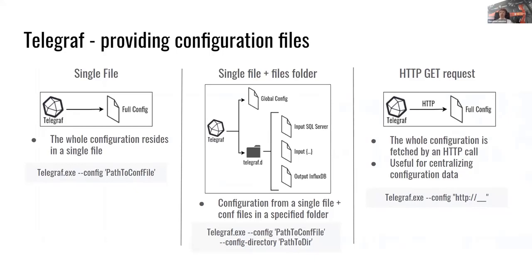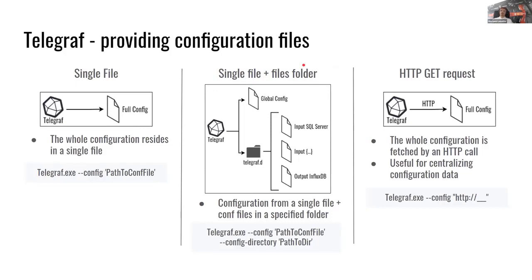There are three different ways. So you have the single file, which is the easiest and probably most common way to do that, which just means create one configuration file, put all the configuration data in there, and pass it to Telegraf. You just run telegraf --config, and then you provide the path to the configuration file, and Telegraf will run. Then there is the second method, which is my favorite, which is a single file plus a folder.